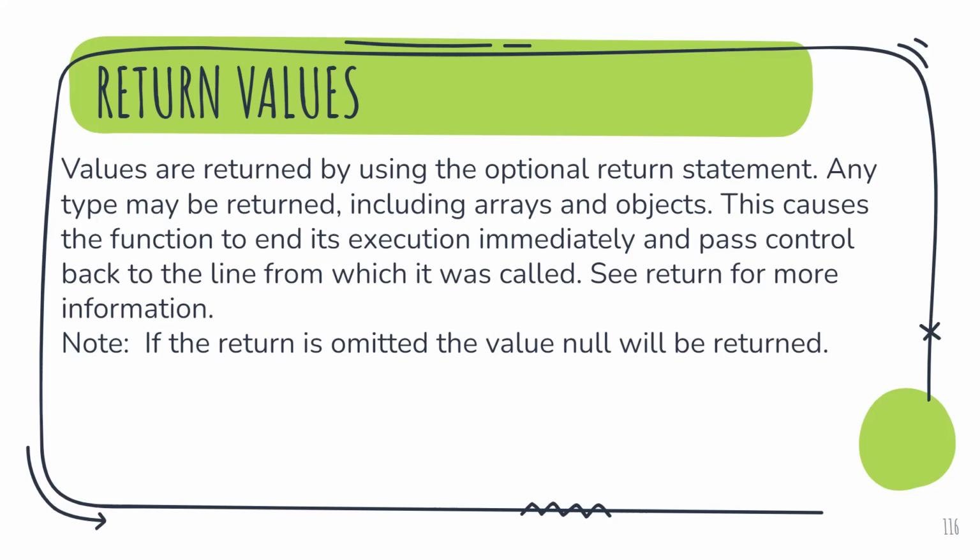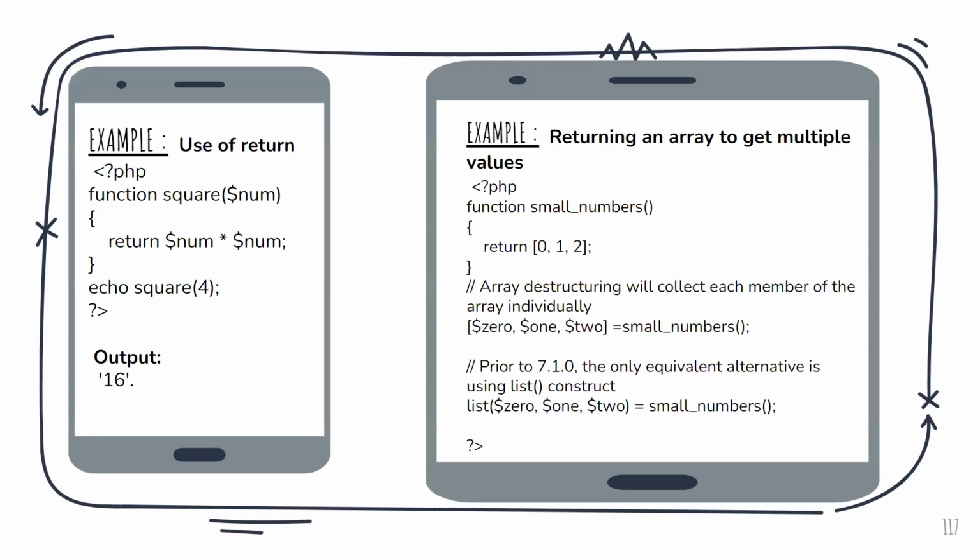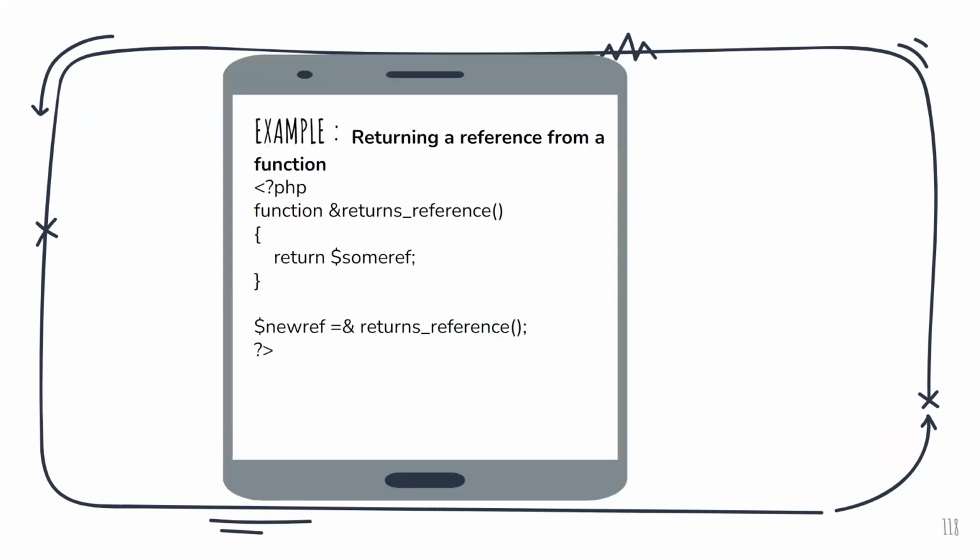If the return value isn't specified, the function does not return any value after the execution of the block of code specified in it. Here are some examples of use of returns. And here we are returning the value using a reference variable.